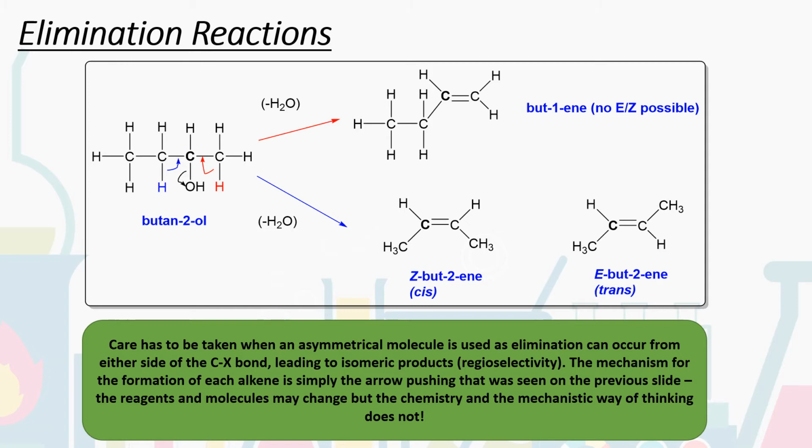Now, the mechanism for the formation of each of these alkene products is exactly the same arrow pushing we've seen on the previous slide. And the key thing to remember for any kind of mechanistic chemistry is that while the reagents and the molecules that we use might change, the mechanistic way of thinking about how we push our arrows from nucleophilic regions to electrophilic regions, what's acting as the nucleophile, what's acting as the electrophile, etc., doesn't change. So while the molecules might change, the chemistry doesn't. So trust the chemistry knowledge you have.